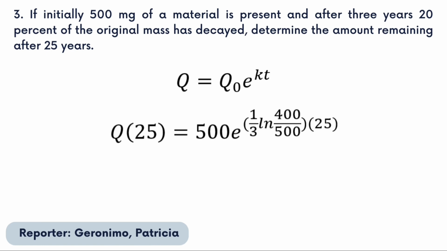Let's solve this in the calculator and we will have 77.87 milligrams. So after 25 years, the material remaining will be 77.87 milligrams.